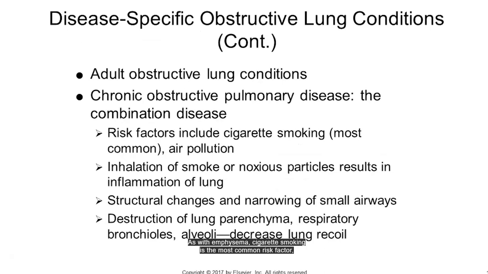As with emphysema, cigarette smoking is the most common risk factor, although again, air pollution, particularly in other countries, and burning of wood and other biomass fuels are also risk factors. These factors cause chronic inflammation leading to destruction of the lung parenchyma, respiratory bronchioles, and alveoli, all leading to decreased lung recoil, elastance, and increased compliance.